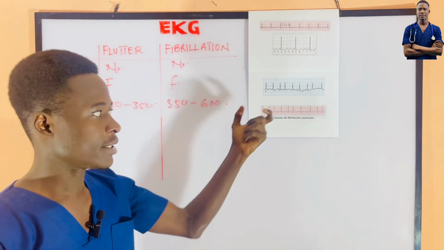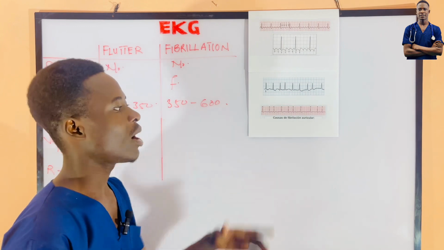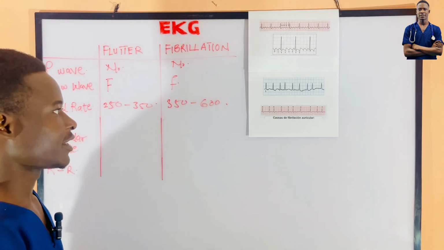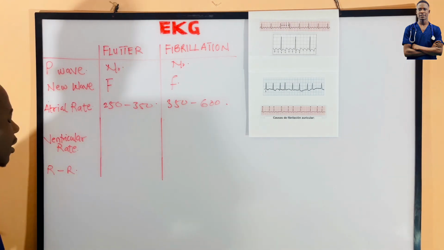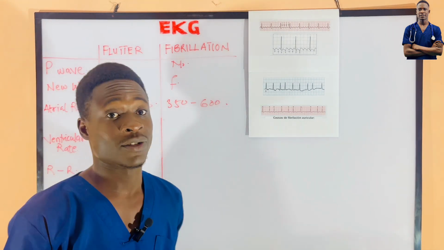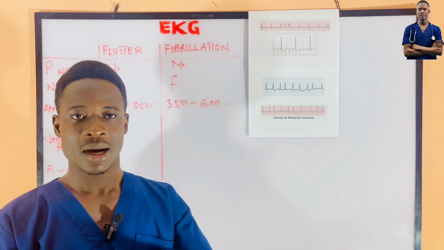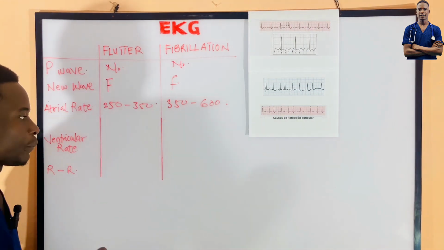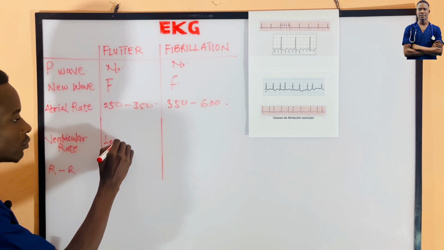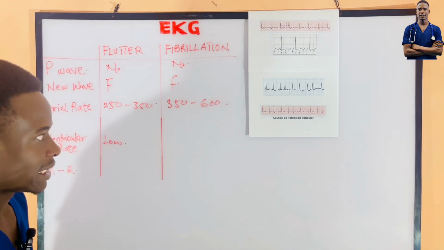So this is also one of the differences, or one of the criteria you can use to do that. Now, let's look at the ventricular rate. The ventricular rate is what we say is the normal heart rate. Now, the ventricular rate for the flutter is low.